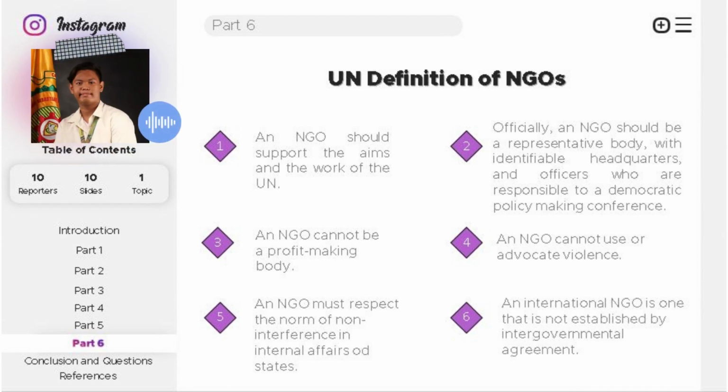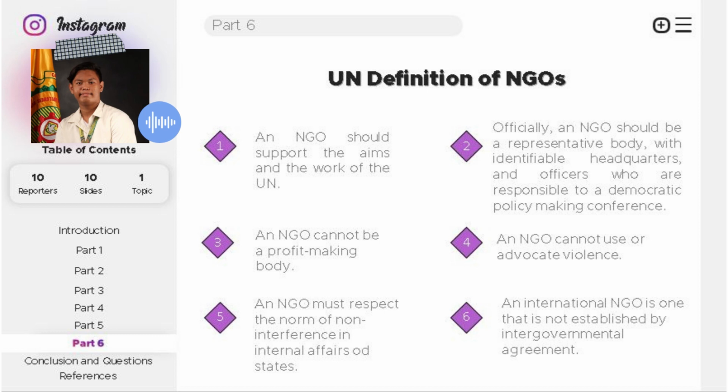UN definition of NGOs. Number 1. An NGO should support the aims and the work of the UN. Dapat suportahan ng NGO yung aims and goals ng UN. Number 2 is, officially, an NGO should be a representative body with identifiable headquarters and officers who are responsible to the democratic policymaking conference. Ang NGO ay dapat merong representative na responsable sa paggawa ng mga democratic policy.